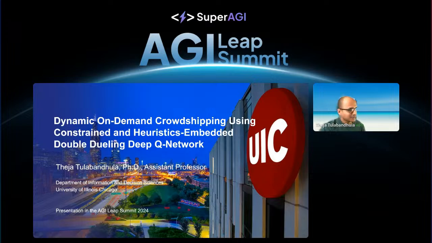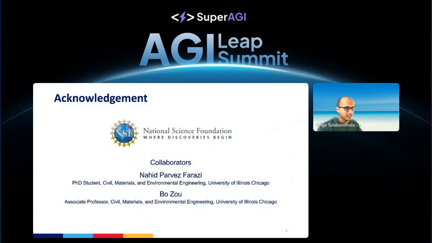Okay, I'll get started. Thanks so much for the opportunity to present. I am going to talk about dynamic on-demand scheduling, or basically crowd shaping, using a certain technique, which is basically a double dueling deep Q network with some enhancements. That's why there's a long name in the title. The enhancements have to do with constraints in the problem and with mixing deep Q-learning with heuristics. Let me set the problem context a little bit. Before that, this is joint work with Nahid and Bo, who are also my colleagues at the University of Illinois Chicago.